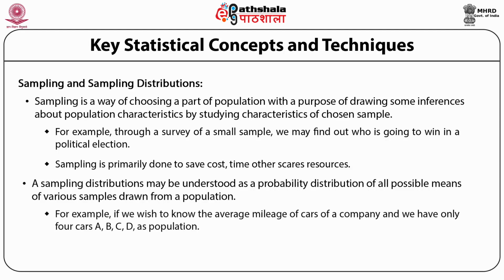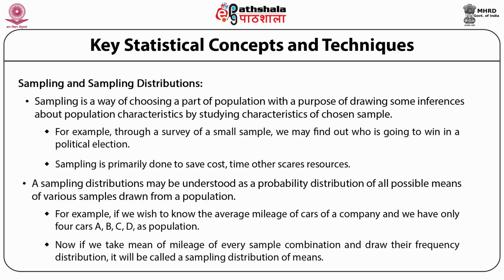For example, if we wish to know the average mileage of cars of a company, and let's say in our population we only have 4 cars, and we choose a sample of only 2 cars at a time, so we're going to have 6 sample combinations of the cars, that is AB, AC, AD, BC, BD, and CD. Now if you take the mean of mileage of every sample combination and draw their frequency distribution, it will be called as sampling distribution of the means for the population of cars.